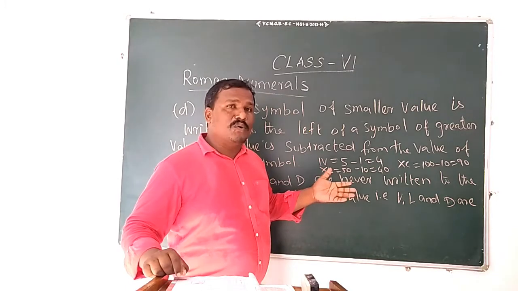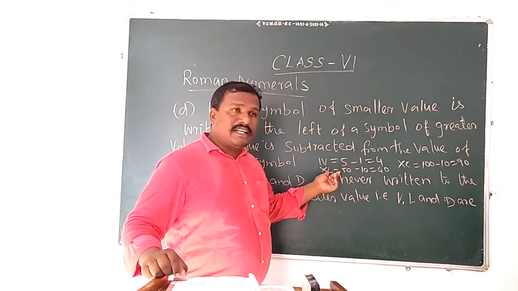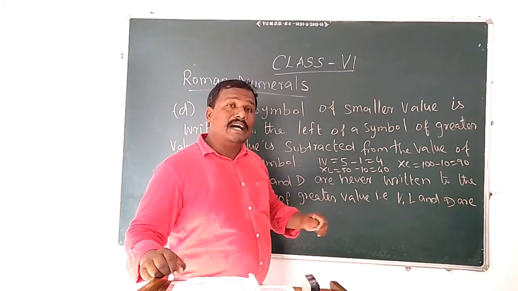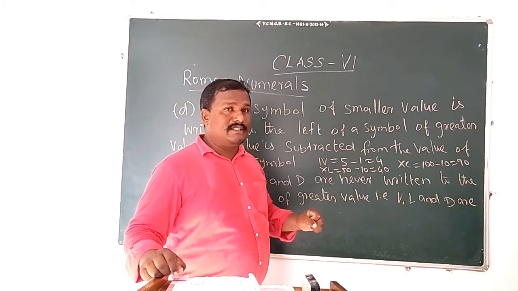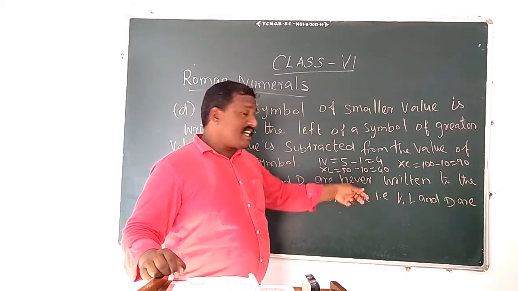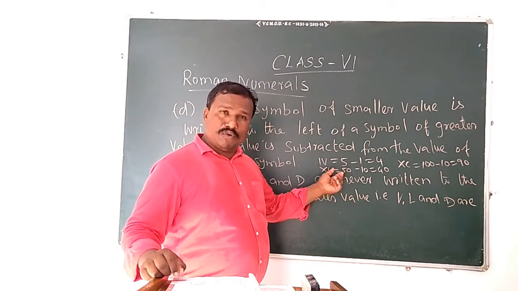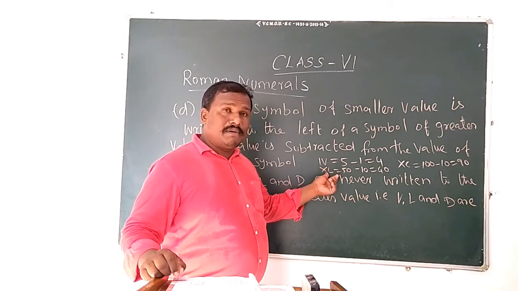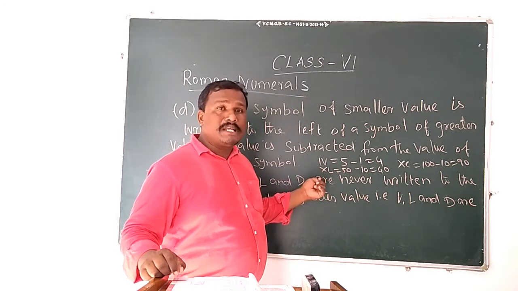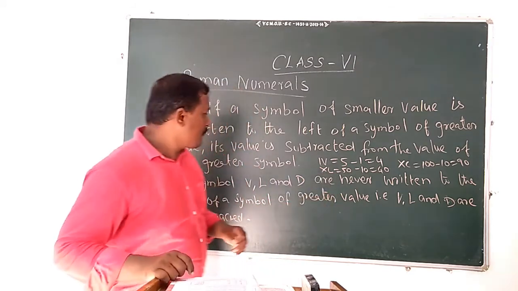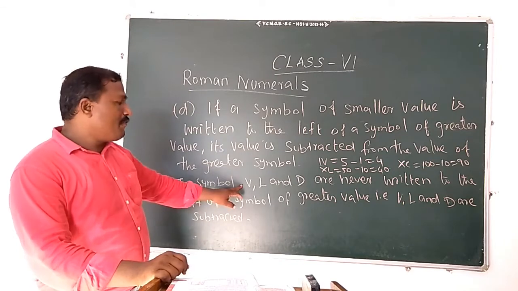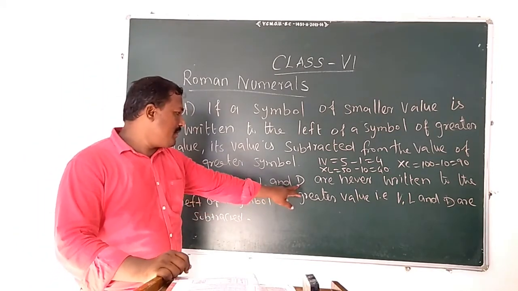But in the previous rule, if the greater value is on the right side of the smaller value... sorry, if the smaller value is on the right side of the greater symbol, we have to add. But if the smaller symbol is on the left side of the greater symbol, we have to subtract. That's the meaning. Okay.